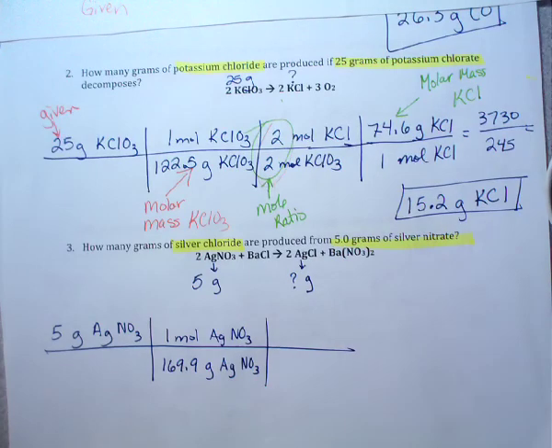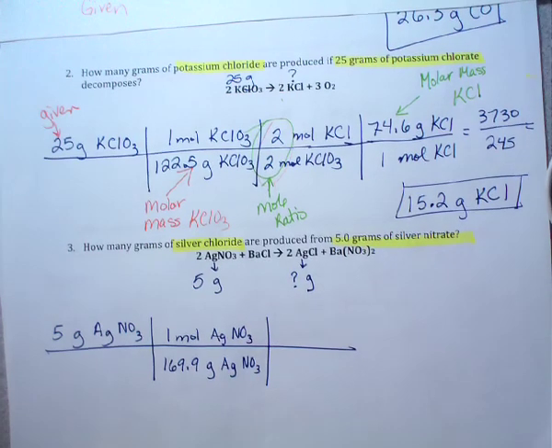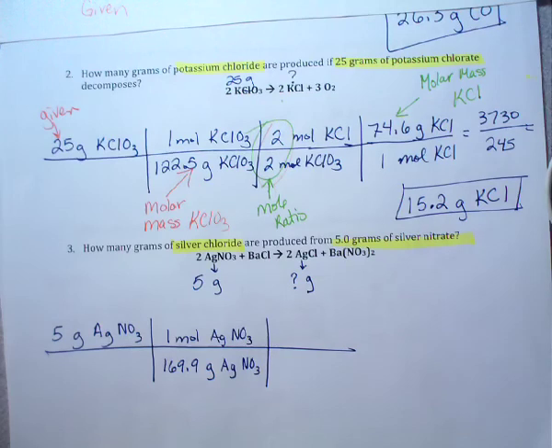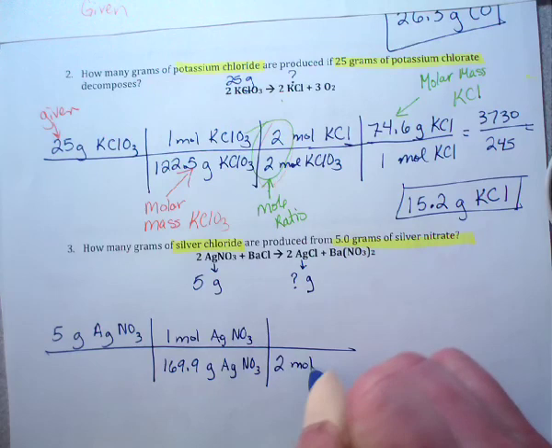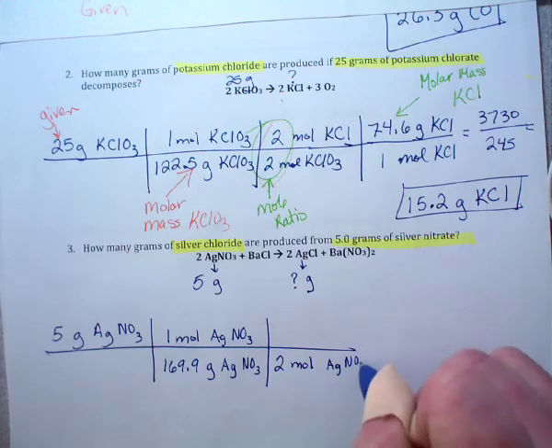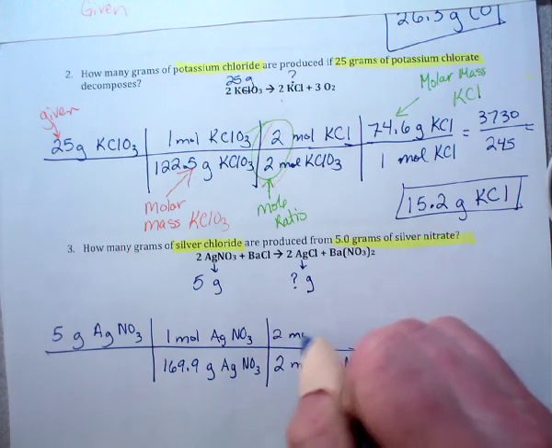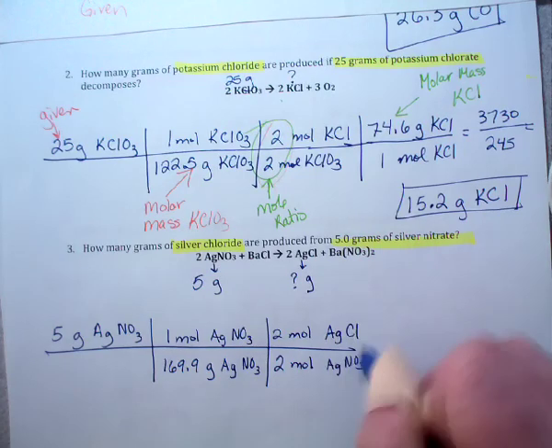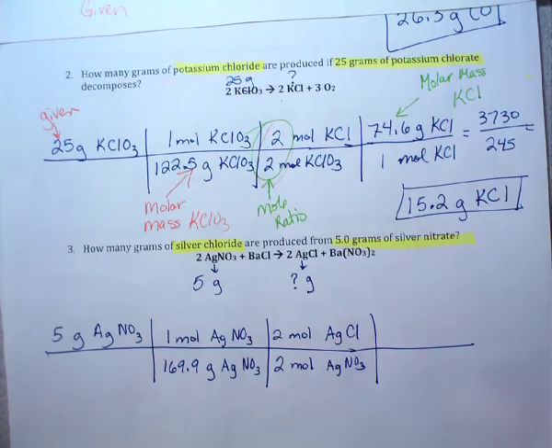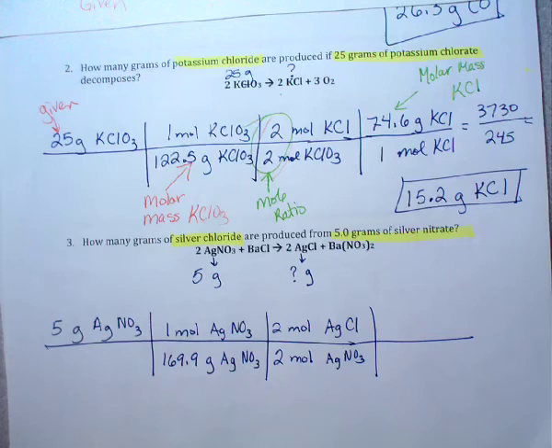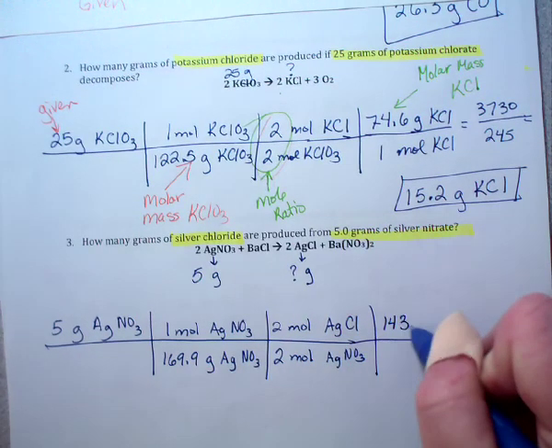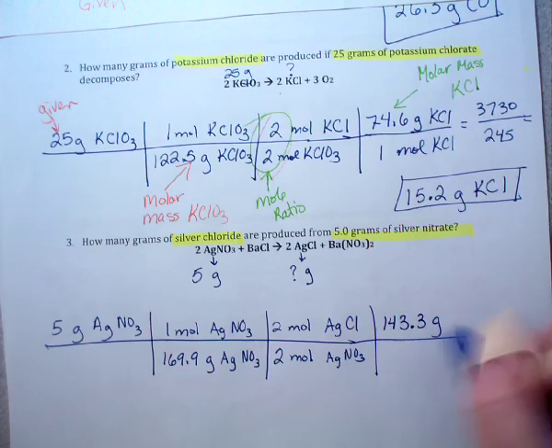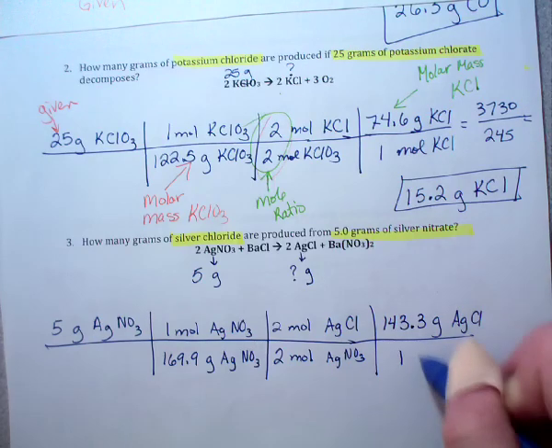From here, now that I have moles of silver nitrate, I'm going to turn moles into moles of silver chloride using my mole ratio. There's 2 moles of AgNO3, so silver nitrate, for every 2 moles of silver chloride. And then finally, I need to turn moles of silver chloride into grams of silver chloride using the molar mass, which is 143.3 grams in 1 mole.